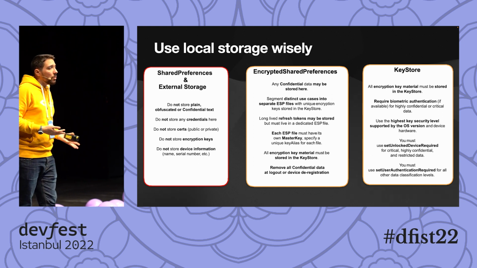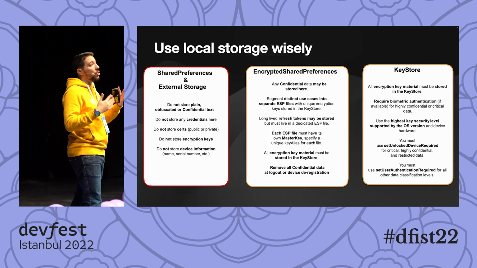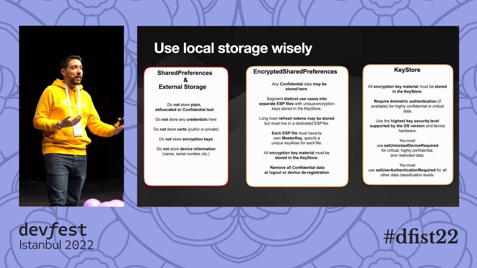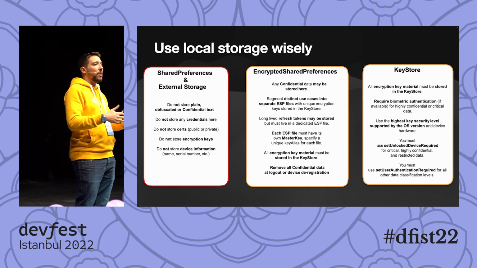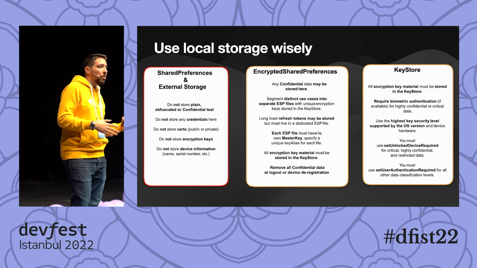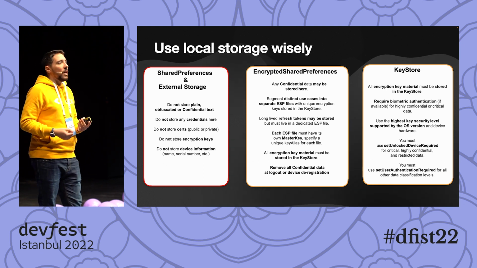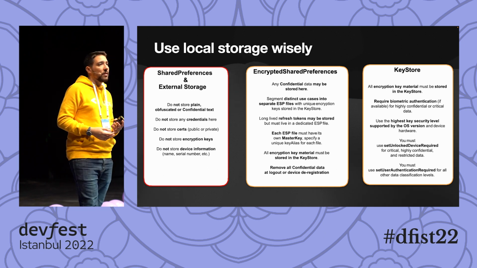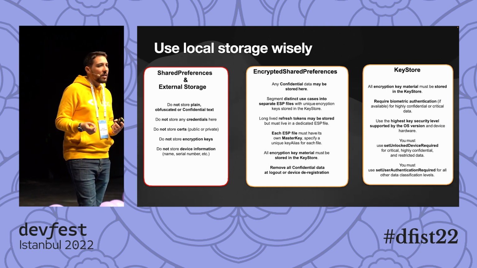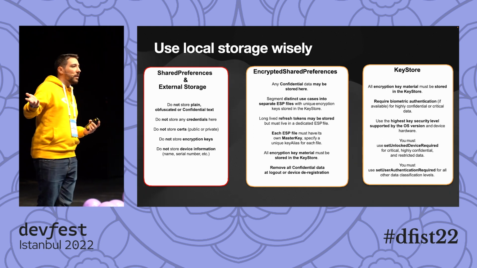So when should we use shared preferences and external storage? Again, I'm not telling you don't use them. I'm telling you use them wisely. You should be using them when you want to store something that you don't care if it's found out, you don't care if it's tweaked. As an example, if I am storing some plain settings, I have a weather application and the user decides if they want to show the weather in Celsius or Fahrenheit.